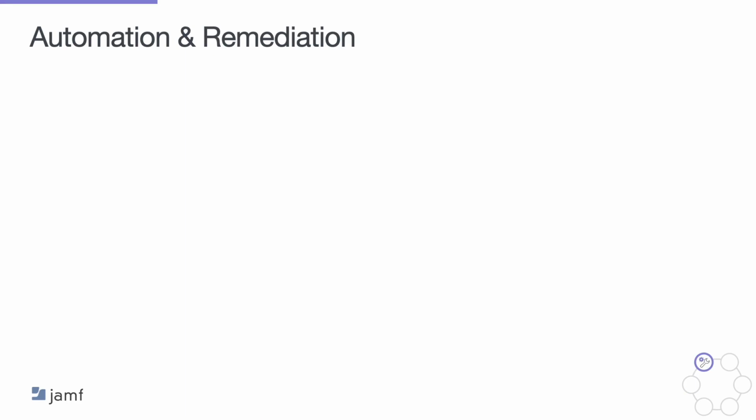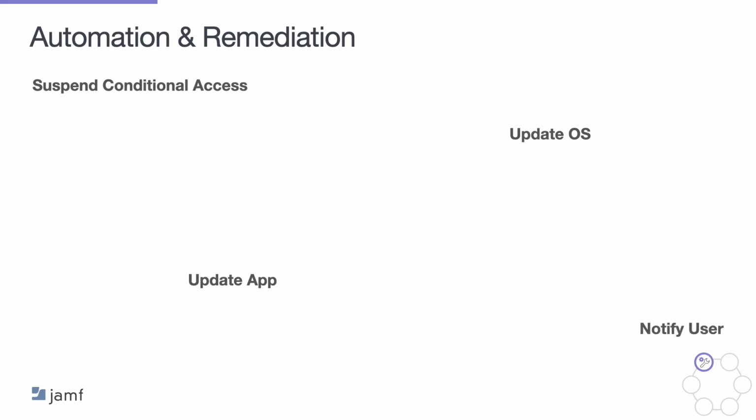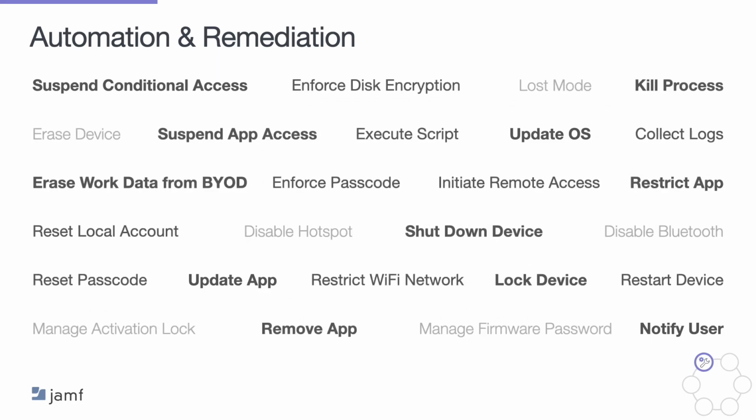But when reality hits, it's important to have a robust set of automation and remediation options available when it's time to respond to a security incident. Perhaps you need to suspend a user's access, update an operating system, or update a vulnerable app. Maybe it's important to notify the end user. The task will vary depending on the nature of the issue, but the important thing is to understand that Jamf offers a robust device management foundation that allows organizations to resolve any number of different issues with powerful automation tools.